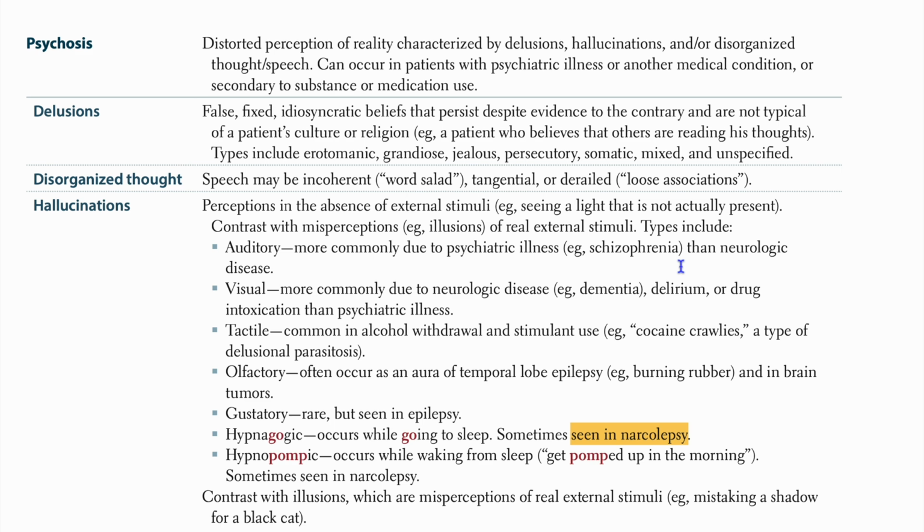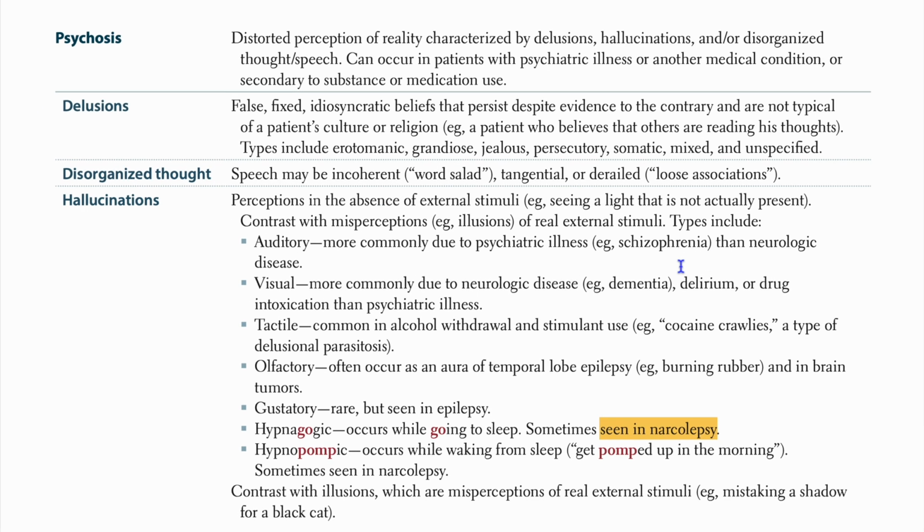Okay. So psychosis. Psychosis is distorted perception of reality characterized by delusions, hallucinations, and/or disorganized thought and speech. It can occur in patients with psychiatric illness or another medical condition, or secondary to substance or medication use.